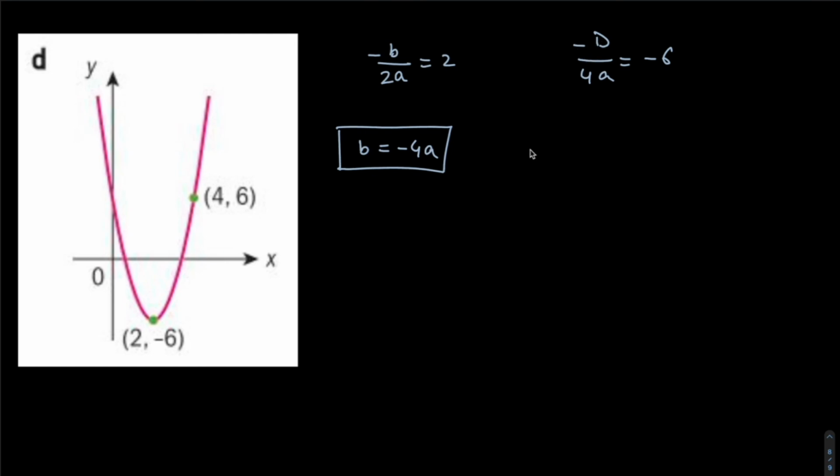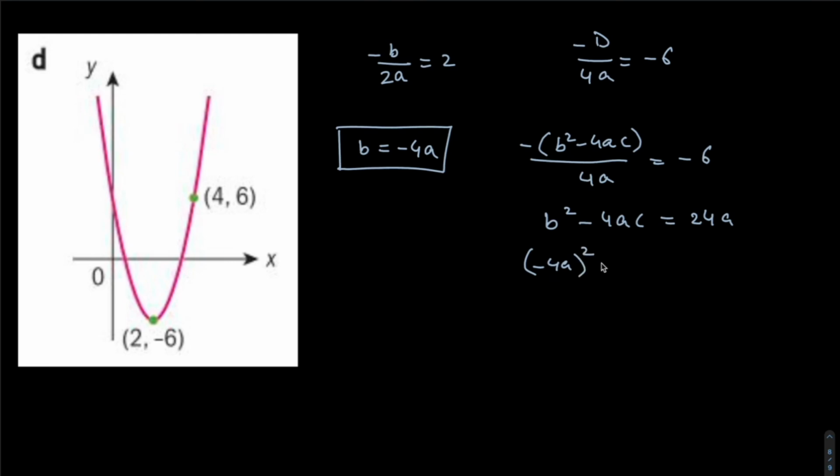Similarly, I can write b squared minus 4ac upon 4a is equal to minus 6, right? So I can simplify this and write this as b squared minus 4ac is equal to 24a, because what I've done is I've canceled this and then I've taken the 4a to the right hand side. Now I'm going to make a substitution. I'm going to get rid of the b here. So I'm going to write minus 4a whole squared minus 4ac is equal to 24a.